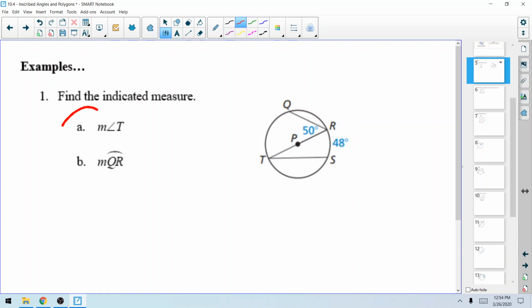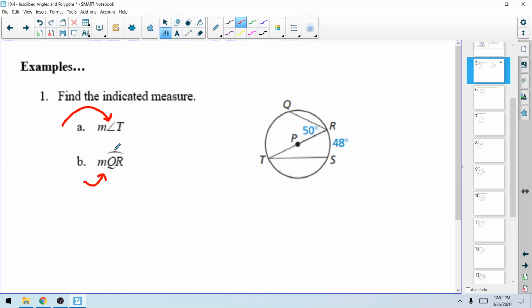So in letter A, do you notice the angle sign? So you're looking for angle T. Versus in letter B, if you take a look at that, you've got your arc sign, so you're looking for arc QR. So make sure you're paying attention, that you really know what you're looking at. Otherwise, this is going to get really confusing really fast.